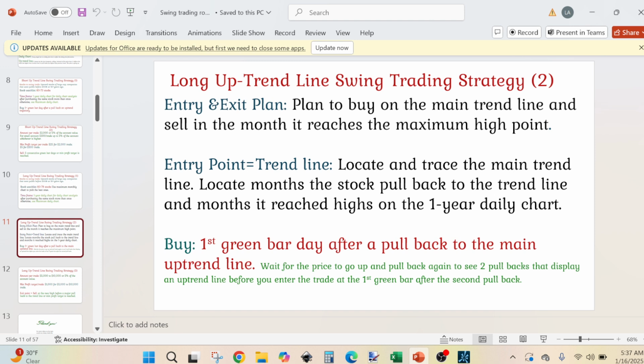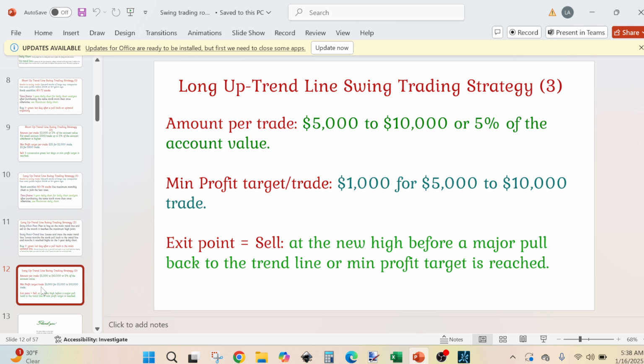So you need to determine your entry point, and you'll buy when the stock comes down to that support line and starts making higher lows around that area. You can buy at the first or second green bar. And for that strategy, you can allocate 5% of the value of the account you are trading in. And for our example, we are allocating about 5K to 10K, and we are increasing the minimum price target as well. And the exit point is going to be when the stock reaches a new high or our minimum target is reached.